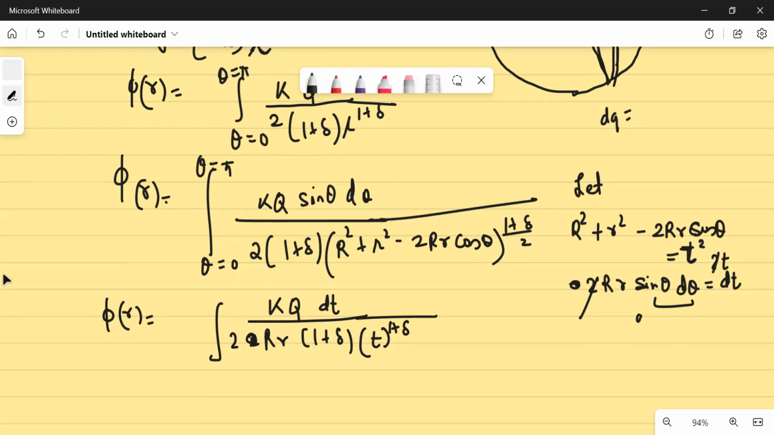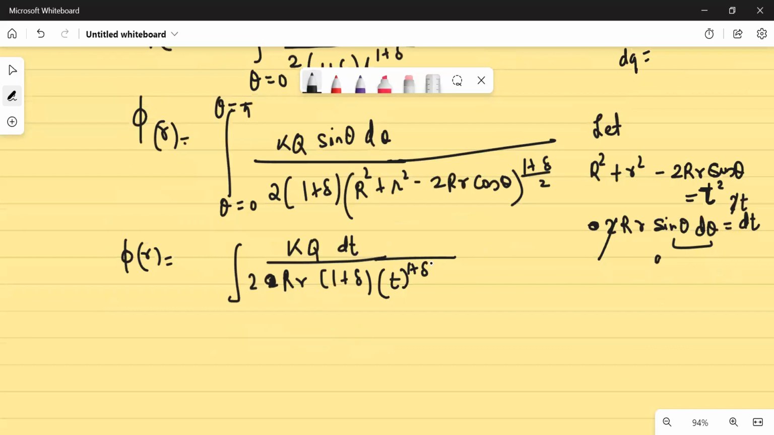ठीक है. Try to integrate it and then reimpose this, like, try to integrate it with respect to t, then try to write it in this t as a function of small r and theta, and then we'll use these limits of theta. So overall, this will be like kq upon 2 capital R small r 1 plus del, and then this t की power 1 plus del will give you t की power.